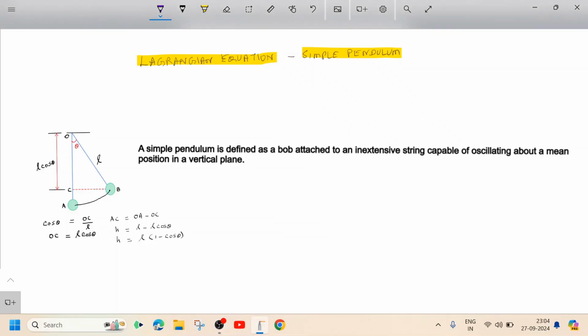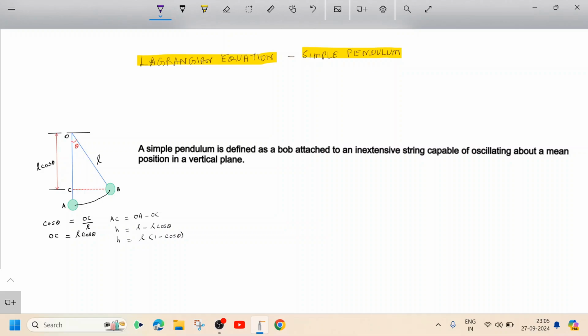During this presentation, we have to derive the Lagrangian equation for the simple pendulum. A bob attached to an inextensible string, capable of making its to and fro motion about the mean position in a vertical plane, is termed as a simple pendulum. In order to get the Lagrangian equation, we need a generalized coordinate. Here theta is the generalized coordinate.